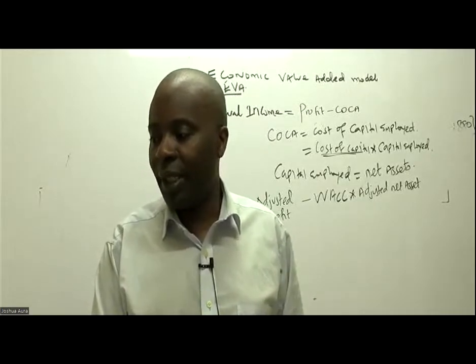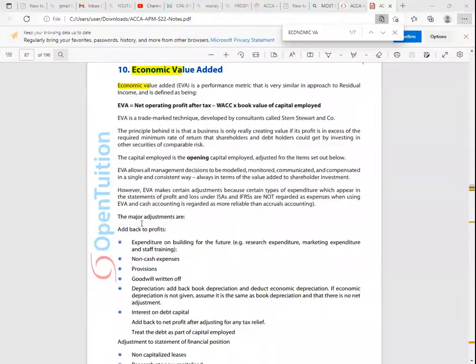And I would want to project something here so you can go now through these notes having discussed them. So you're saying that economic value added model is a performance metric that is very similar in approach to residual income and is defined as being EVA is net operating profit after tax minus WACC times book value of capital employed. EVA is a trademark technique developed by consultants called Stern Stewart and company. Don't cram that. There is no examiner who will ever ask you that kind of a silly question.